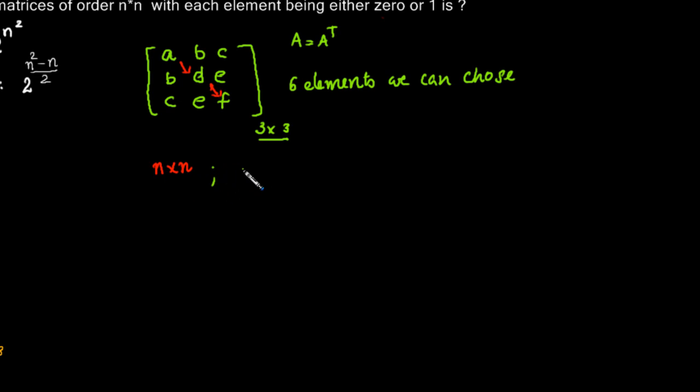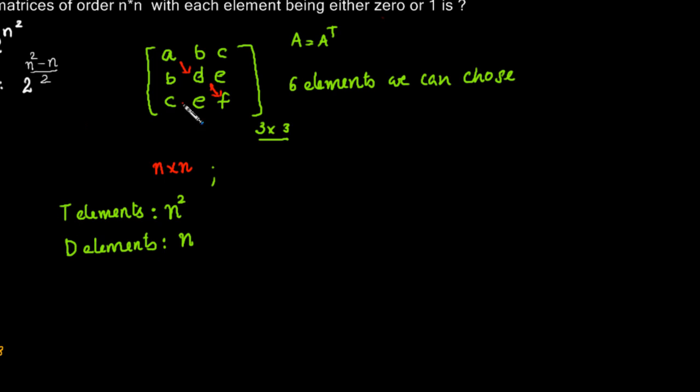How can we do that? Consider an n by n matrix. How many elements will be there in total? That means we have n square elements. So let's say total elements be n square. Now how many elements are in the diagonal? That will be n, because for a 3 by 3 matrix we got 3 elements in the diagonal. We have got the number of elements in the diagonal.